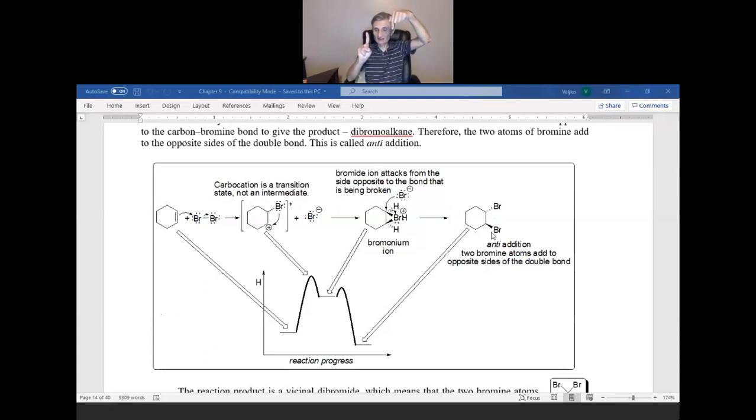So it's anti-addition. It's not trans. Students often call that trans. No, the product is trans. If you look at the product, 2 bromines are on the opposite sides of the ring, that's a trans product. So the product is trans, but the addition is anti. In the case of cyclic alkenes, the trans product is a consequence of anti-addition. So make sure you know what anti means and what trans means. Don't mix up the two.